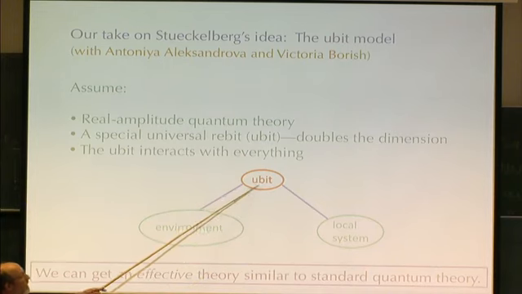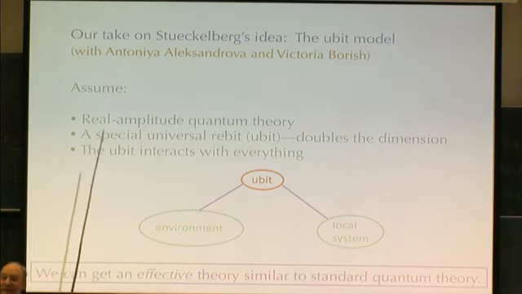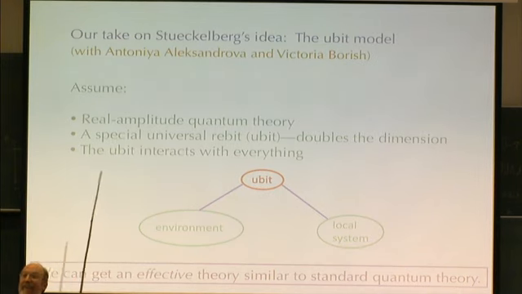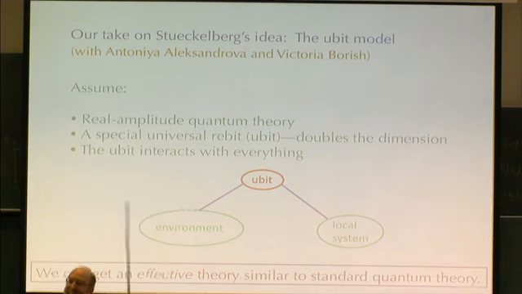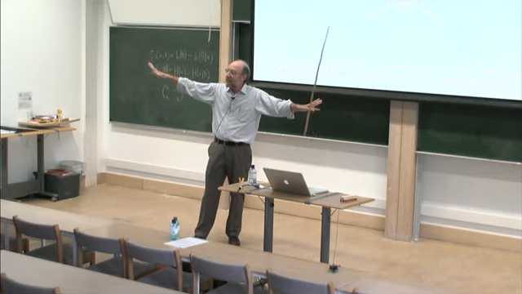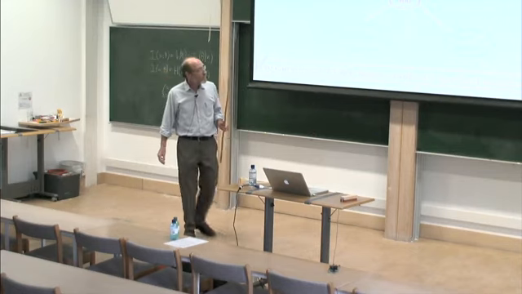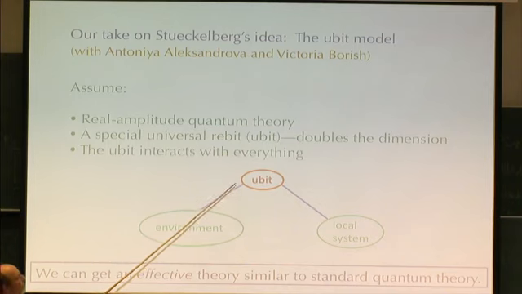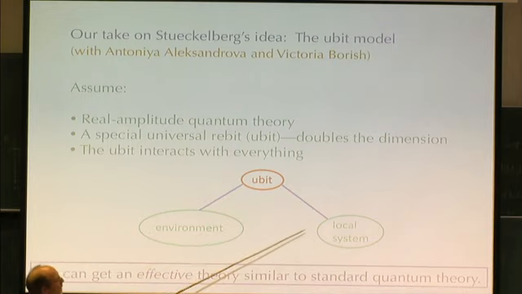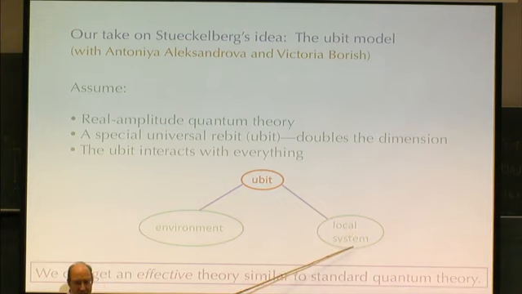And now here's where I'm asking you to swallow something. It can interact with everything in the world. It has no location. We don't know much about it. It's just out there, and it can interact with everything. That's why it's called the U-bit. It's the universal rebit.